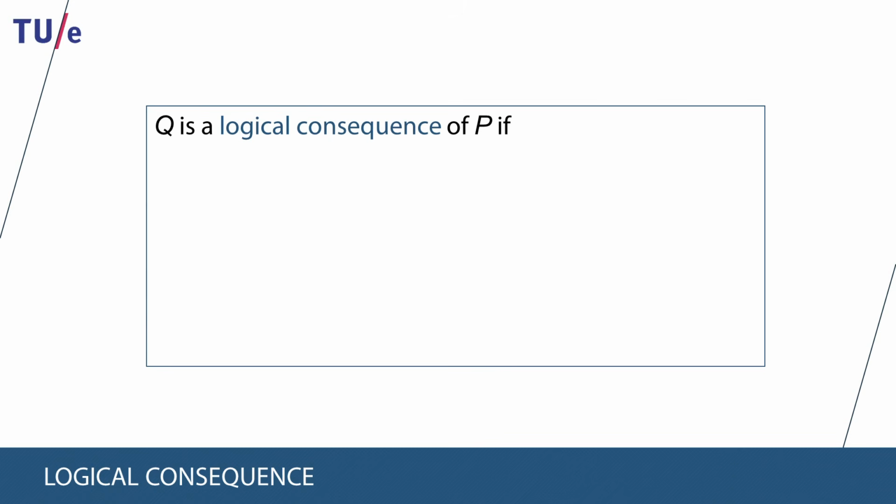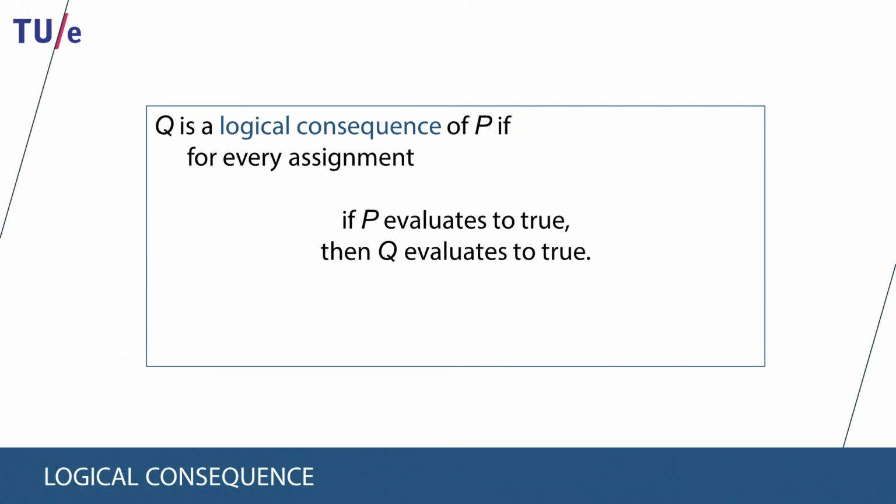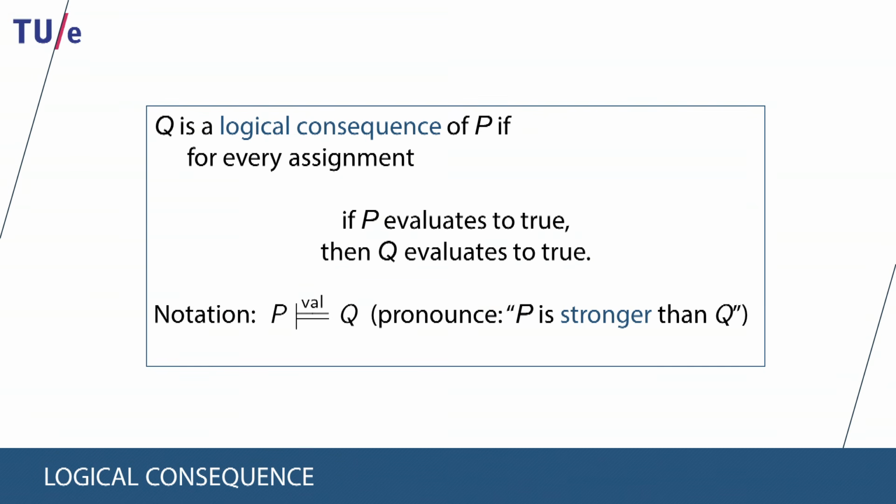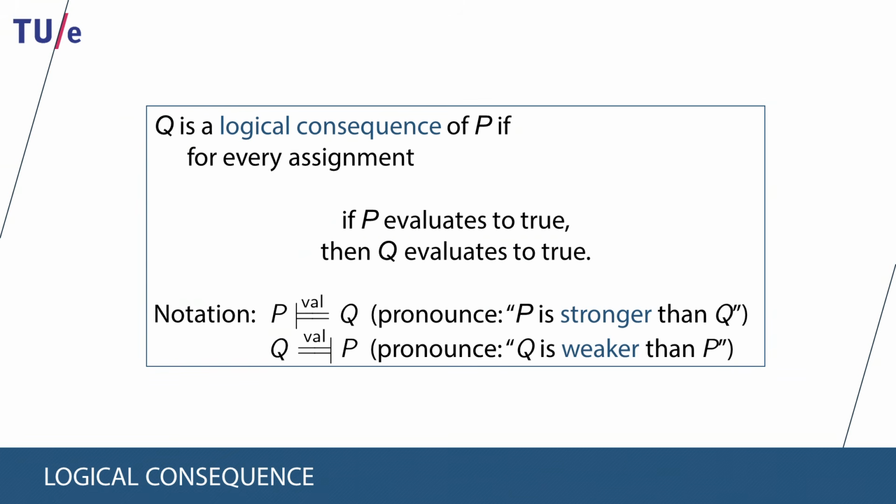Q is a logical consequence of P if for every assignment of truth values to the proposition variables in P and Q, it holds that if P evaluates to true, then Q evaluates to true. We introduce specific notation for that. We write P is stronger than Q, with an equivalence sign with a bar on the left, if Q is a logical consequence of P. And we may also write Q is weaker than P for Q is a logical consequence of P.